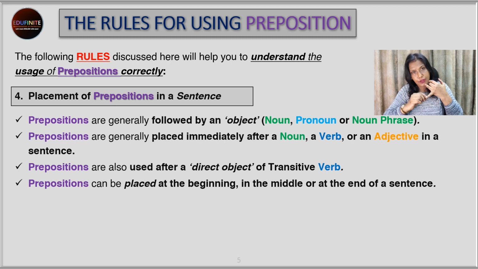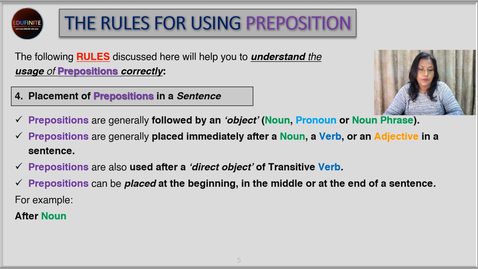It can be placed after a noun, it can be placed after a verb, or it can be placed after an adjective. Even it can be placed after the direct object of a transitive verb. Moreover, it can be at the beginning of the sentence, it can be in the middle of the sentence, or it can be at the end of the sentence. So now let's look into some of the examples to understand it.